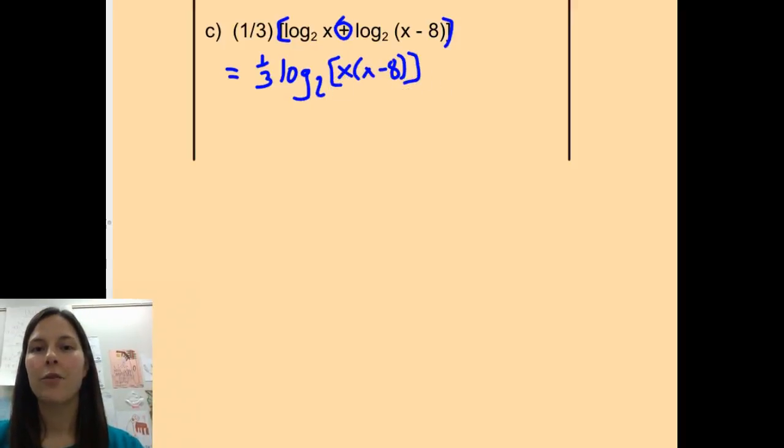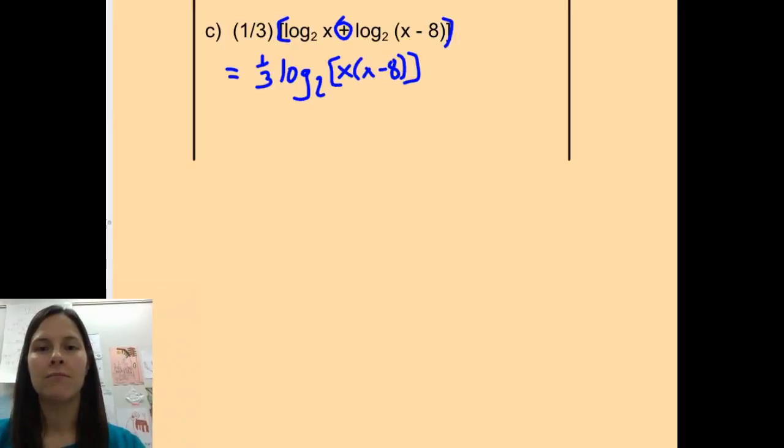I can't stress enough, we cut out that second log. I have a lot of students that want to hang on to that when they're condensing. Don't do that, cut it out. We are condensing to a single log. You will know your answer is correct if you are asked to condense when you only see one log in your expression.